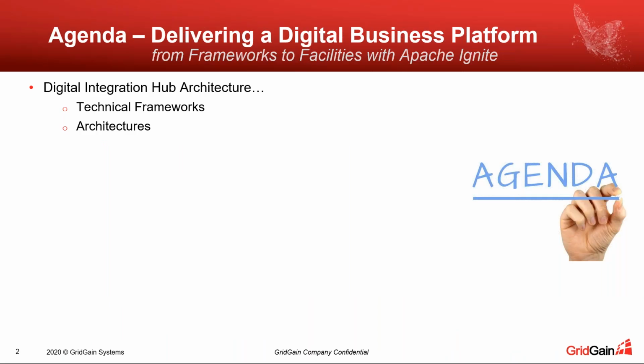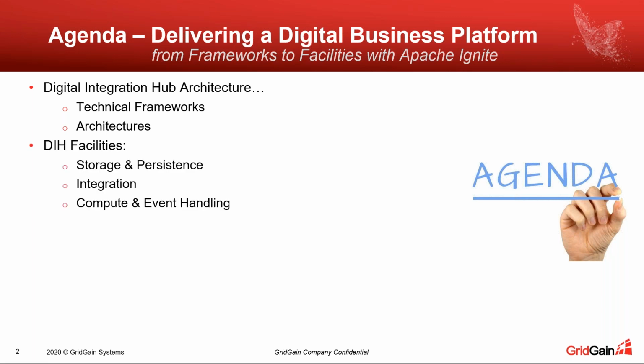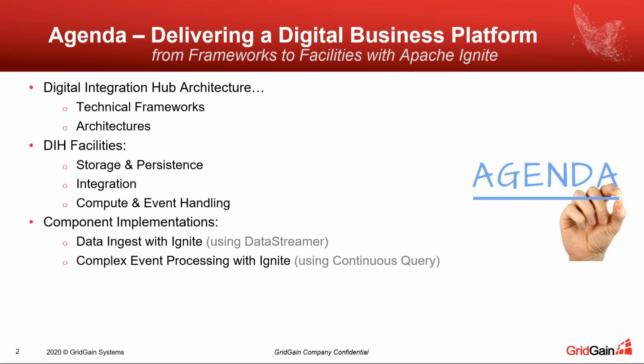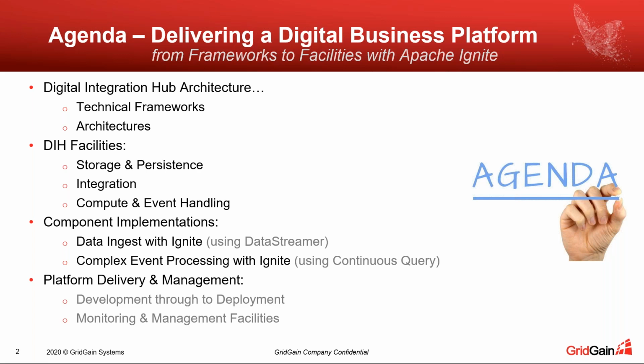So for today's webinar, we're going to focus on the frameworks, architectures, and facilities that can be used to understand, organize, and deliver a modern digital business platform. We'll make this concrete with Apache Ignite and the facilities used to deploy Ignite as a digital integration hub. We'll also look at a couple of specific components that underpin the functioning of the digital integration hub. And we'll quickly look at some non-functional aspects of development, deployment, monitoring, and management.